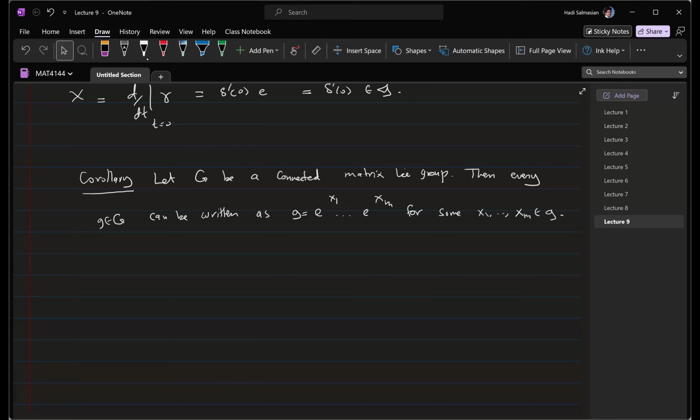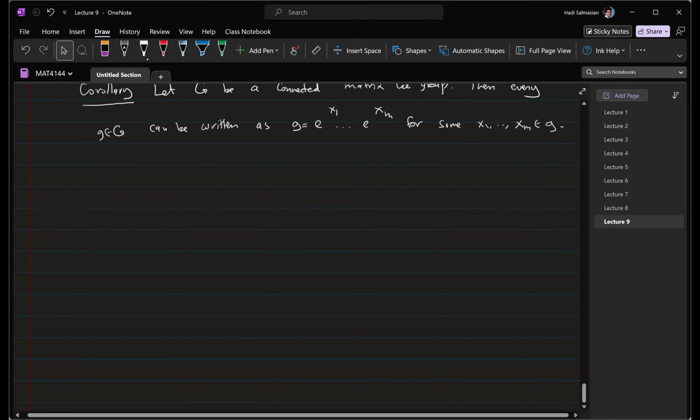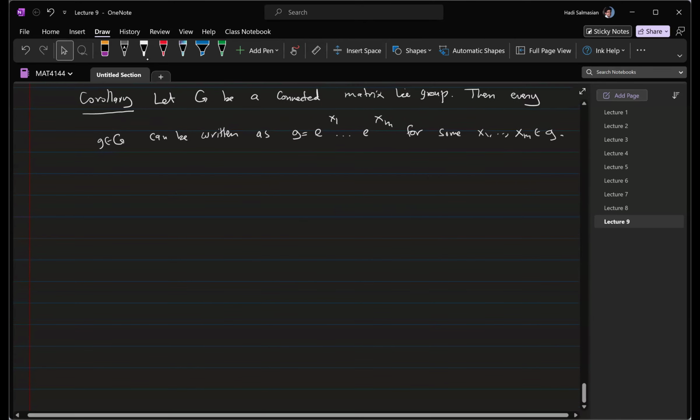All right. So, how do we prove this assertion that every element can be written as a product of exponentials? There are many ways to prove this assertion, but here is one way. You take the identity element and any element G. You want to prove that this G is a product of exponentials. So let's first connect them by a path, because we're assuming G is connected. We really have to use path connectedness somehow.